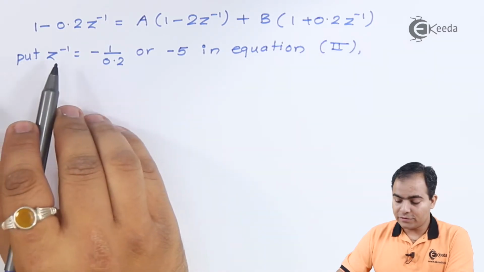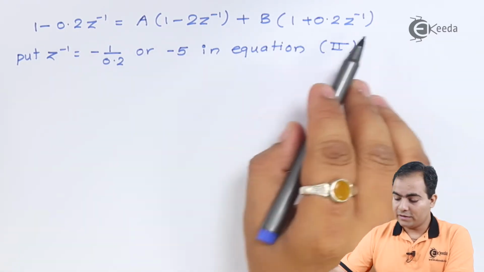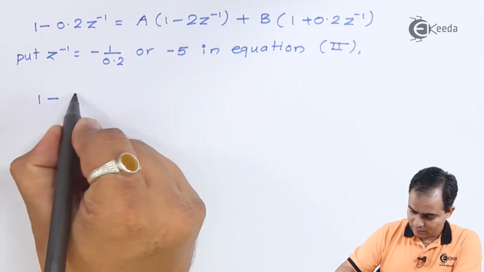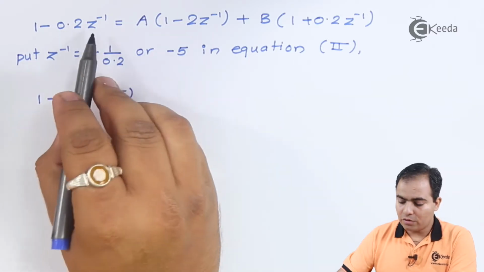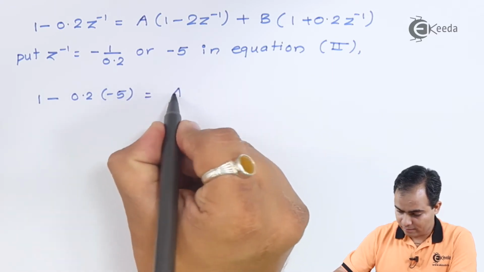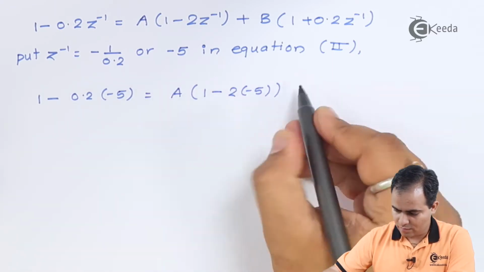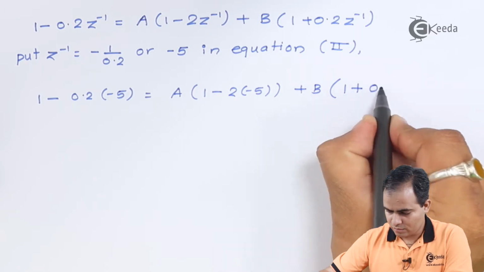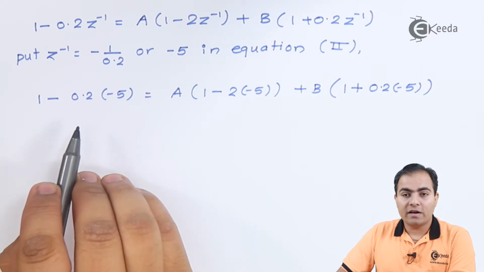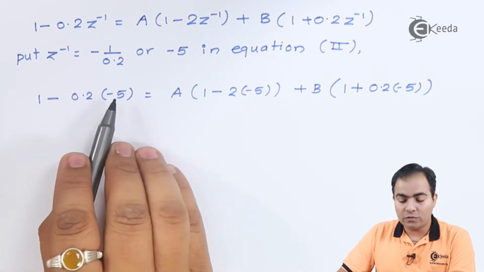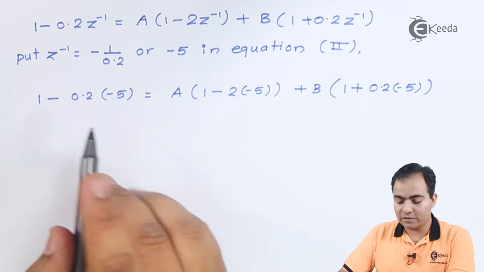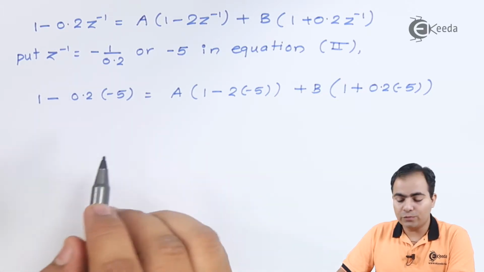Now we are going to substitute z equals to minus 5, and this is our equation number 2. Here we are going to substitute the minus 5 value. So all the z inverse will be replaced by minus 5. Now look at here, 0.2 into minus 5, answer is minus 1, but here we already have a minus sign, so minus and minus becomes plus 1, and this will give us answer 2.